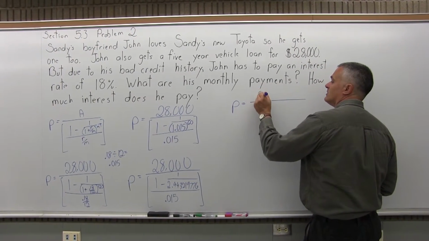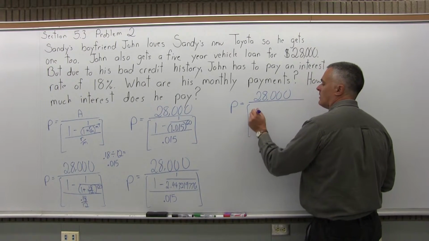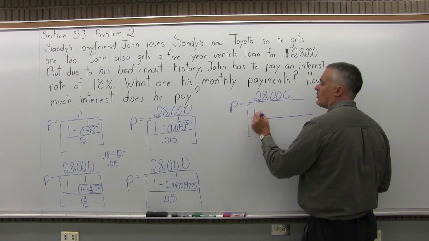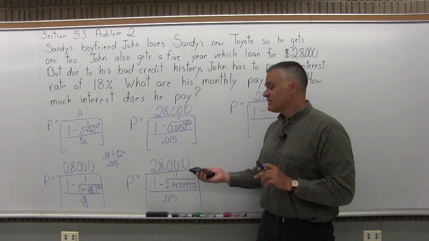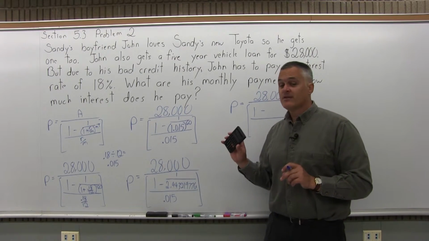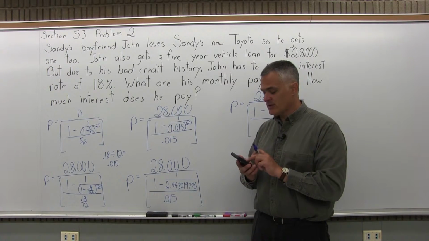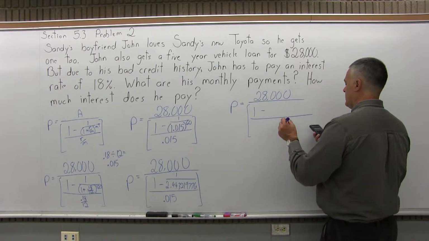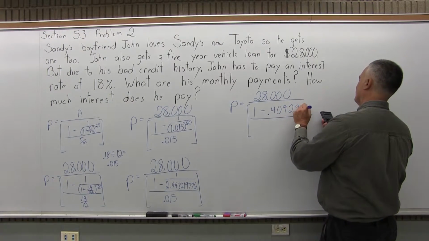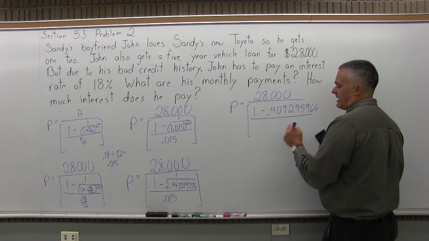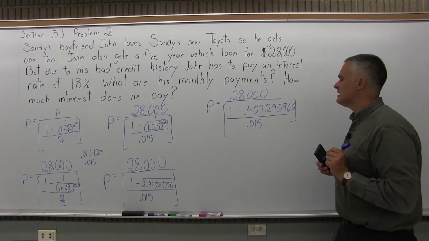So P equals 28,000 over some brackets. In the numerator of the brackets, I have 1 minus the result of that division, 1 divided by 2.44 something. And again, there's a variety of ways to do that. With a scientific calculator, there's going to be a button that says 1 over x. I just press that. That's the easiest way to do it, I think. However you do the division, the result will be 0.4092959966. And in the bottom of the bracket, you still have your 0.015. I'll close up my brackets.